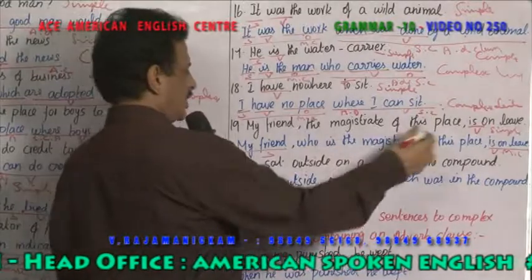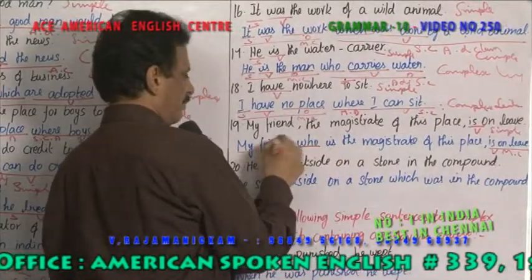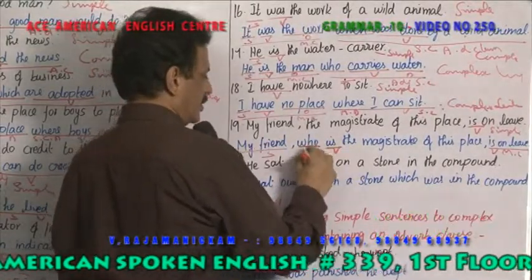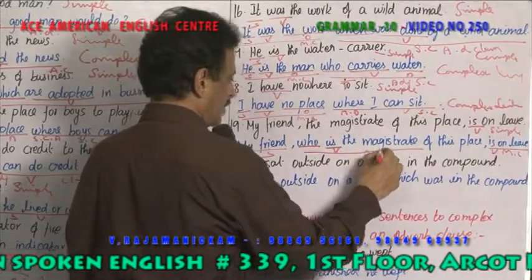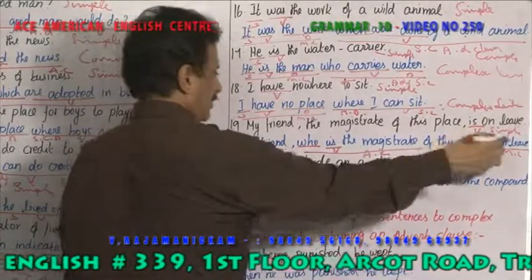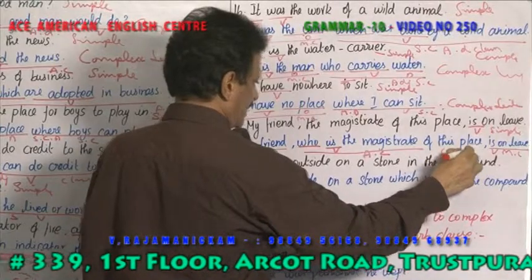Who is the magistrate of this place? So this who stands for friend. Is the verb. So this entire sentence becomes an adjective clause. So this sentence depends upon this sentence. So it becomes a complex sentence.